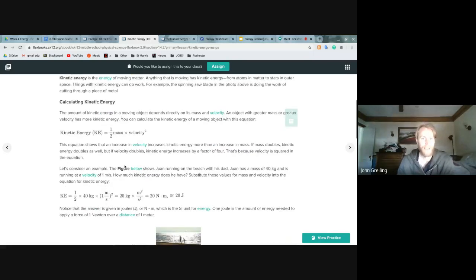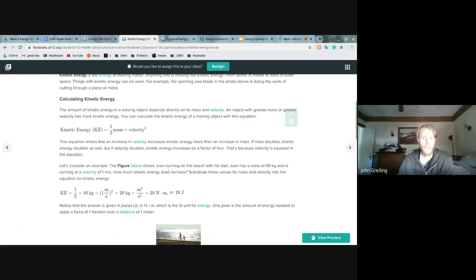Okay? The equation shows an increase in velocity increases kinetic energy more than an increase in mass. So if I'm going super fast, my kinetic energy is going to go up more than if my mass went up at the same time, because it's squared.